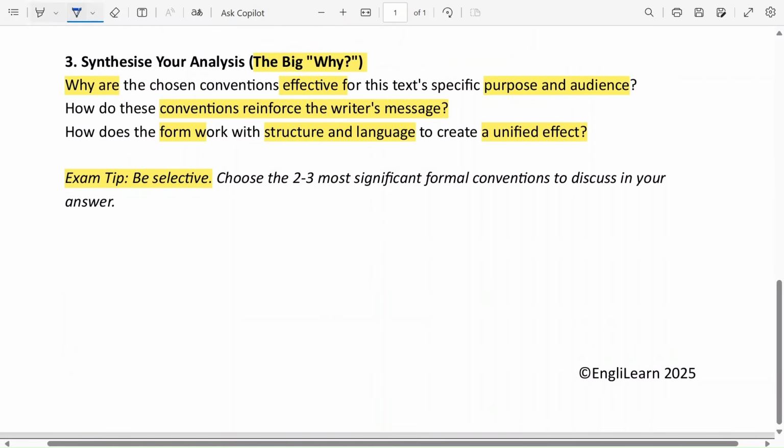Also, once again, you're never analyzing form on its own. You're analyzing it in connection with structure and language. All of those elements need to work together in your commentary. So there you have it, your complete guide to analyzing form for the Cambridge 9093 exam.